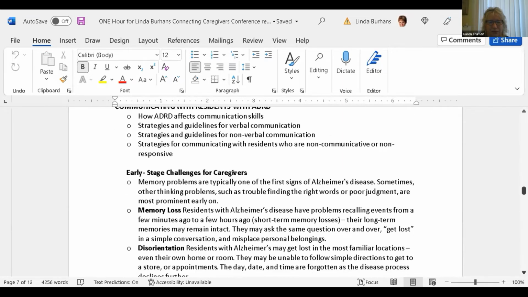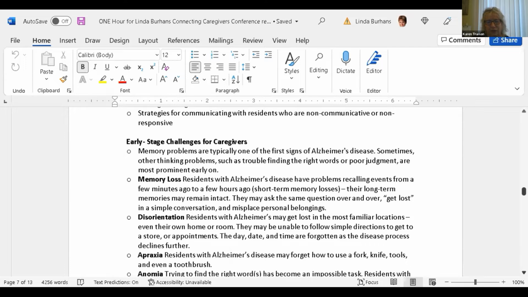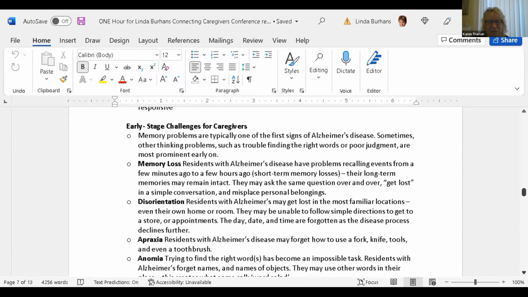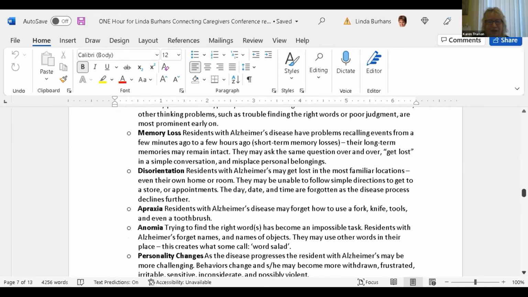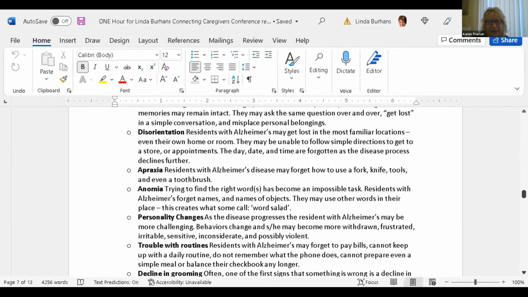Communicating, so the early stages, they're having trouble finding the right words. They have poor judgment, the memory loss. They may ask the same question. They're going to get lost in a simple conversation. They're going to misplace personal items. That happens very often. Okay. They have apraxia. They have forgotten how to use a fork or a knife, a toothbrush. Anomia, they've forgotten the names of objects, so they might use other words in their place. We call that word salad.